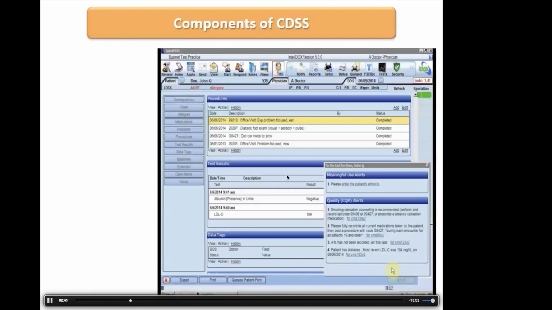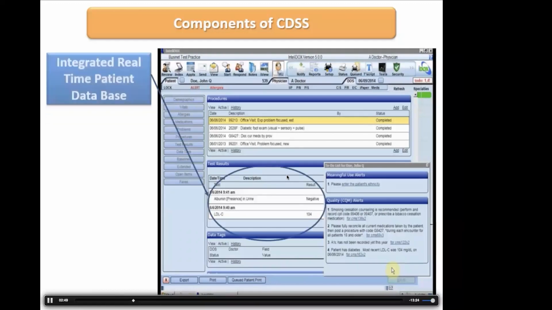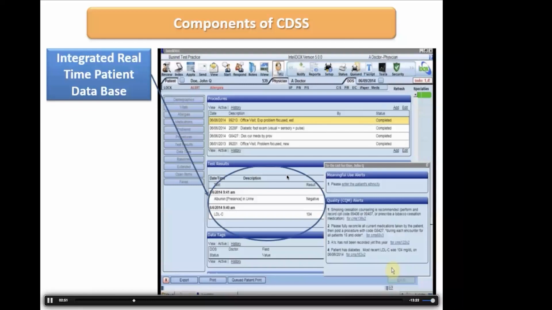The following 5 elements are necessary but not significant for a real-time clinical decision support system. First is the integrated real-time patient database. This combines patient data from multiple sources. This is needed to provide context for results interpretation.